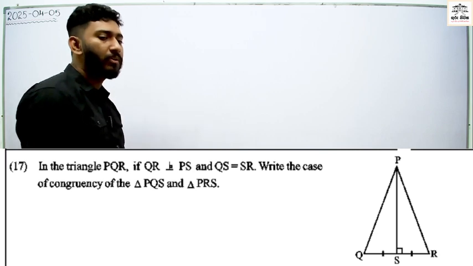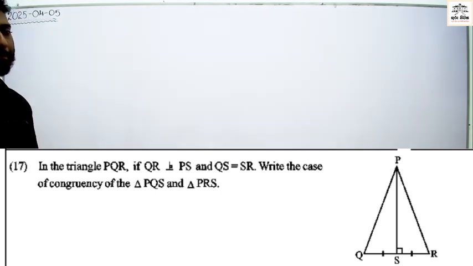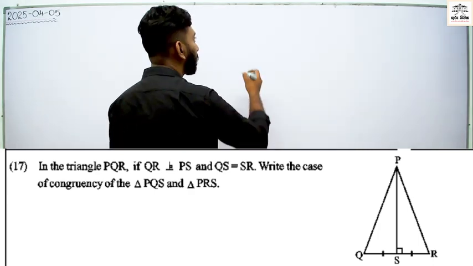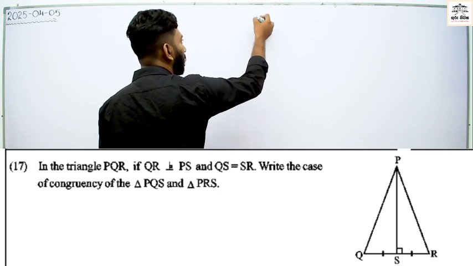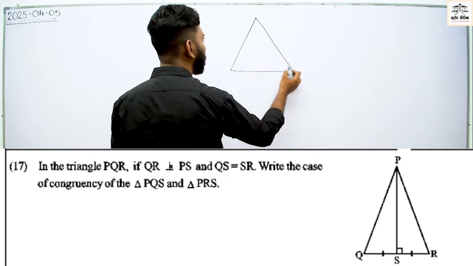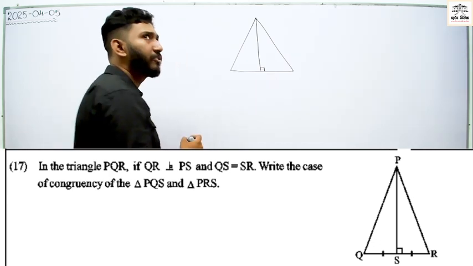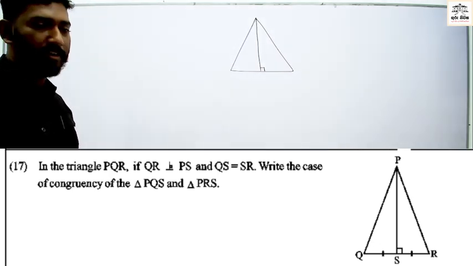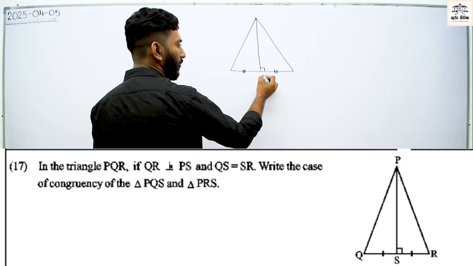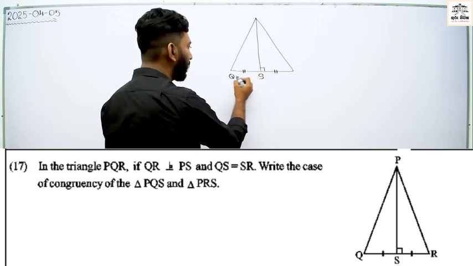In the triangle PQR, if QR is perpendicular to PS and QS equals SR. Do you remember these ones? We put a note on this, remember? Triangles 1 and 2, in isosceles triangles. And S is the midpoint of QR. Do you remember this?